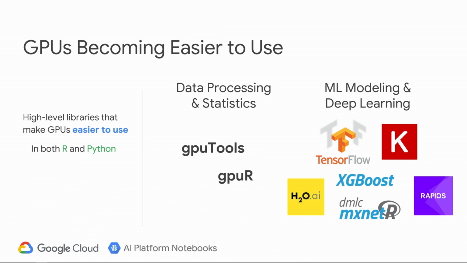And you can use these for various cases. For data processing and statistics, there are libraries called GPU tools and GPU R. Even for ML modeling and deep learning, there's TensorFlow, Keras, H2O.ai, XGBoost, MXNet, and Rapids. And there's much, much more than that. This is definitely not the entire list. And these are all different things that make it much easier for you to write code that will run on both CPUs and GPUs with minimal changes necessary, if any.